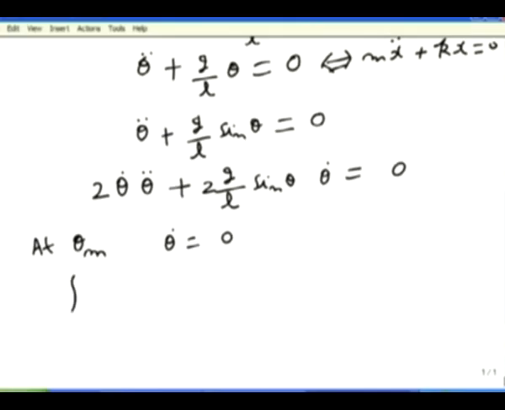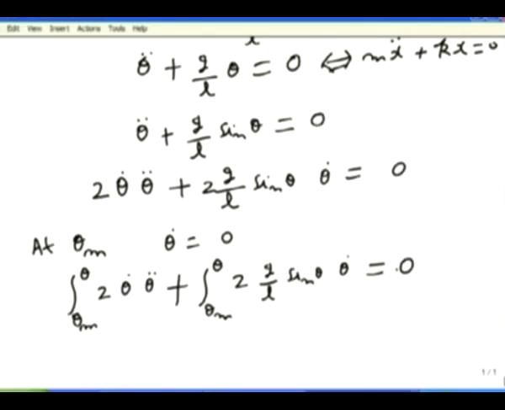Now, integrating it, the integral from theta m to theta of 2 theta dot theta double dot. So, the initial position is theta m, the final position is any arbitrary theta, plus the integral from theta m to theta of 2g by L sin theta times theta dot, equal to 0.